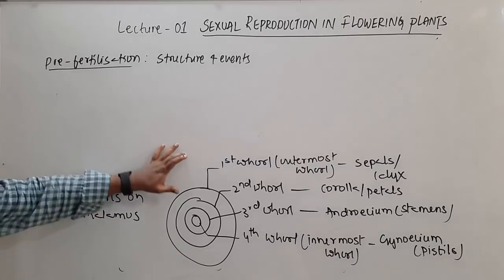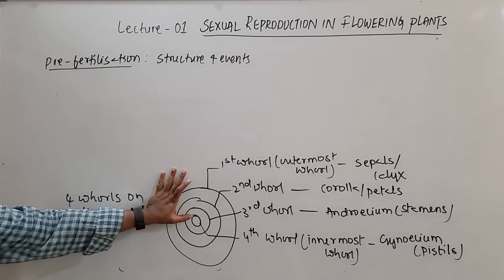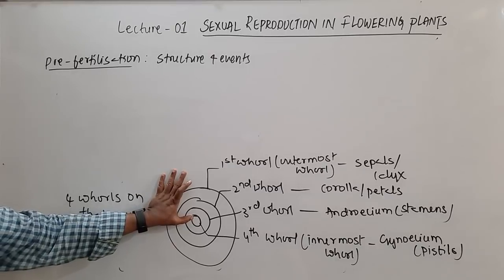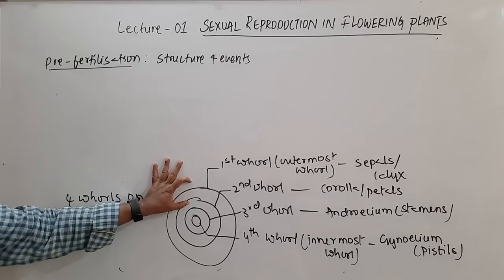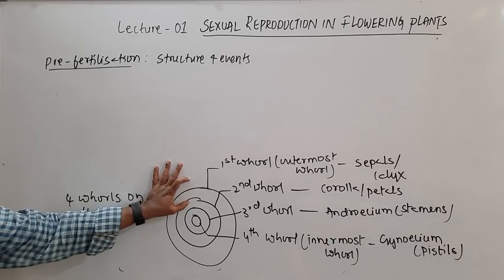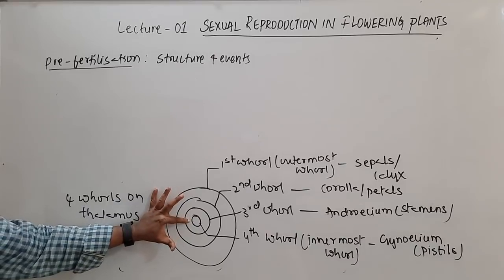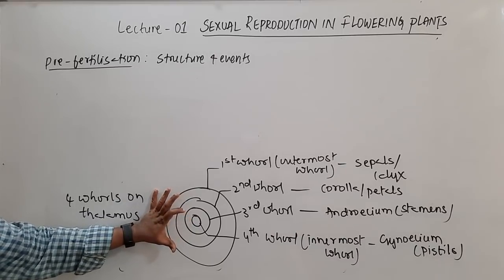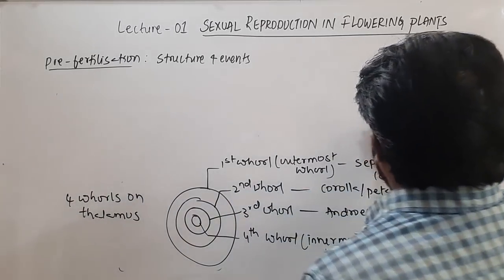The first whorl, the second whorl, the third whorl, and the fourth whorl, which is the innermost whorl that consists of the female reproductive organ. So the first two whorls are occupied by non-essential floral parts, whereas the innermost two whorls are occupied by essential floral parts. So now let's see how it looks.